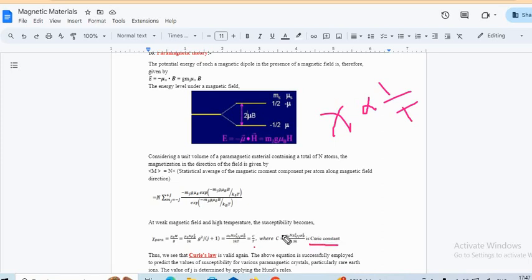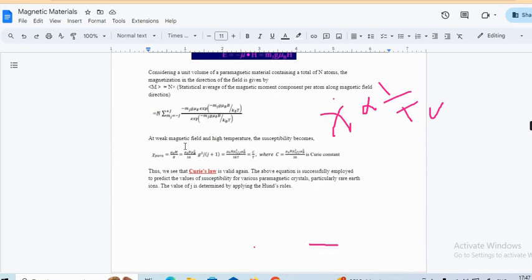The Curie constant was known for this. And susceptibility becomes C by T. So it obviously says that at lower temperature susceptibility is very high, or one can say at lower temperature magnetization is large. If temperature is low, you have higher chances of magnetization. Sometimes it's called Curie's law of paramagnetic motions.